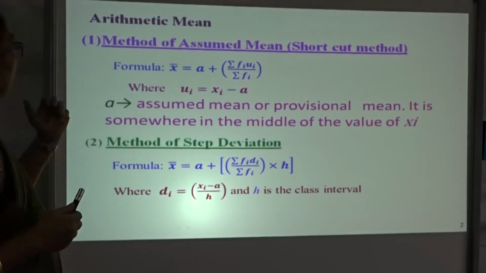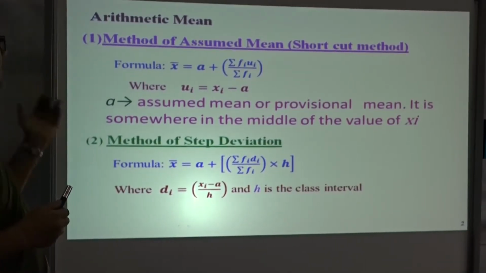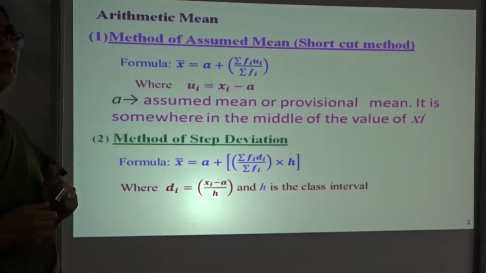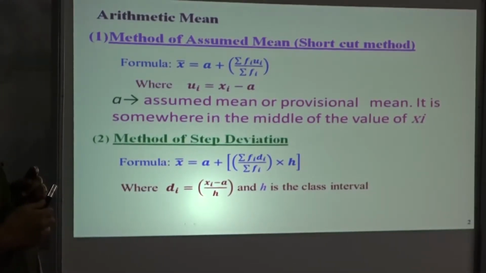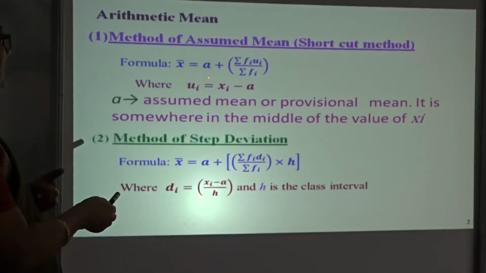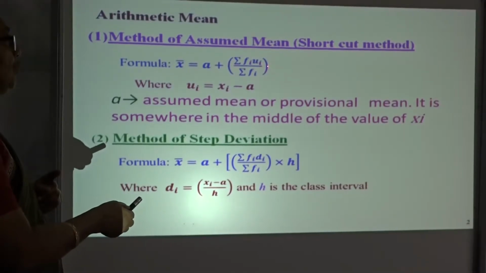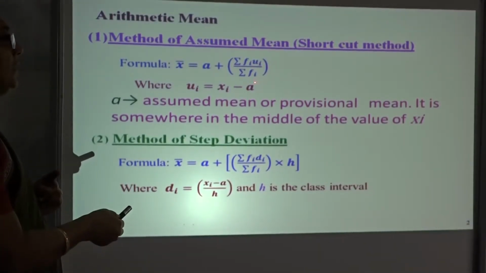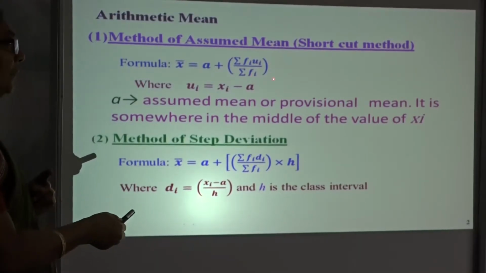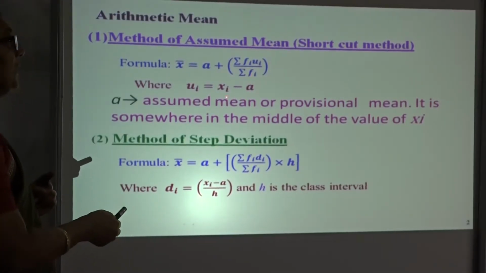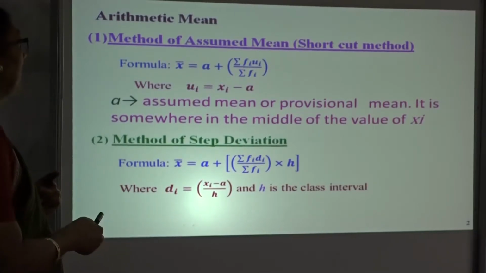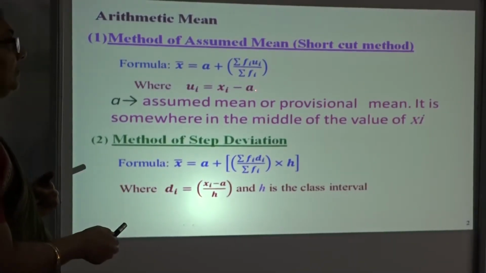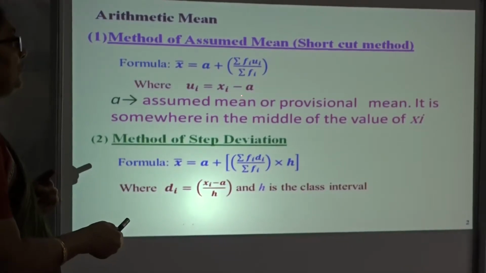Now we have to know what steps to follow. Suppose I have to use the method of assumed mean. The formula is x bar equals a plus sigma fi ui divided by sigma fi. Sigma fi is also considered as capital N, as I told in my previous class. Capital N denotes total frequency. The small n denotes the number of values in the given set of data, where ui is xi minus a, and a is called the assumed mean.